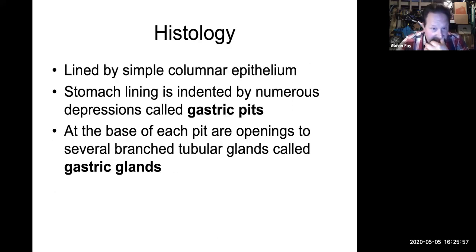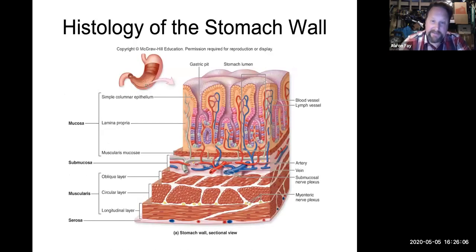Now, if we look at the histology of the stomach, we're going to see structures called gastric pits. At the bottom of the gastric pits, we're going to have things called gastric glands. So here's the gastric pit. If you keep going down the gastric pit, you get into the gastric glands. Notice that we have our 4 basic layers of the GI tract: mucosa, submucosa, muscularis, serosa. Remember, the stomach is intraperitoneal, so it will have a serosa and not an adventitia.